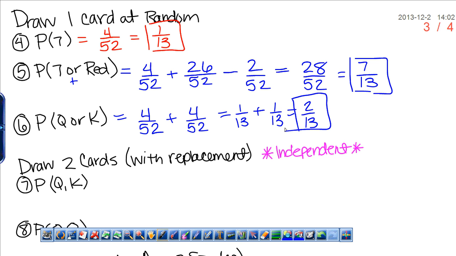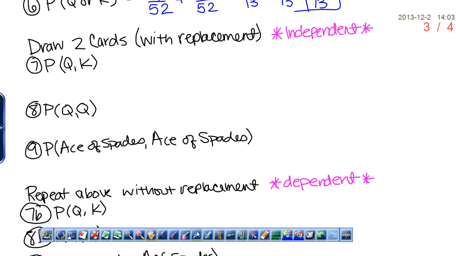All right. This time I'm going to draw 2 cards with replacement. Meaning I'll draw the first card, put it back, draw the next card. So with replacement means that I'm going to have independent events. All right. So it's basically the same. Sort of.